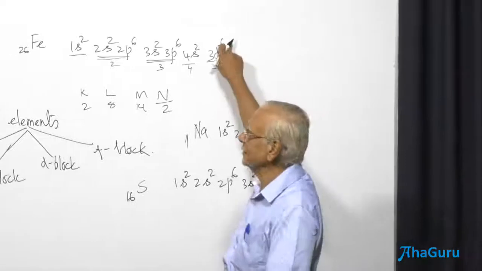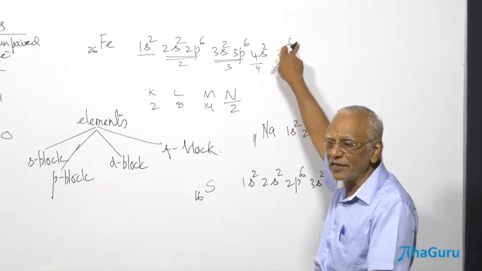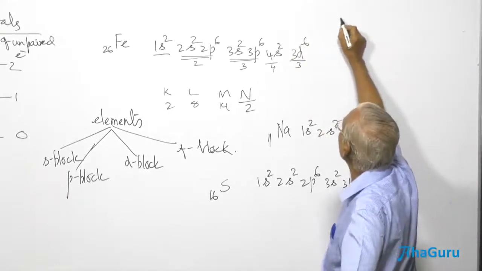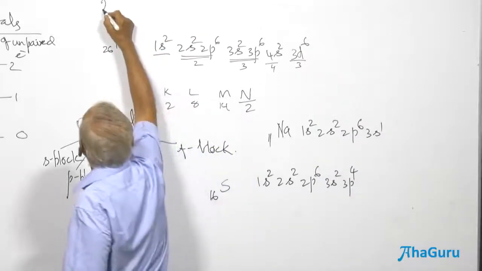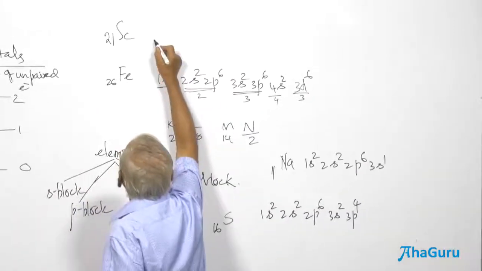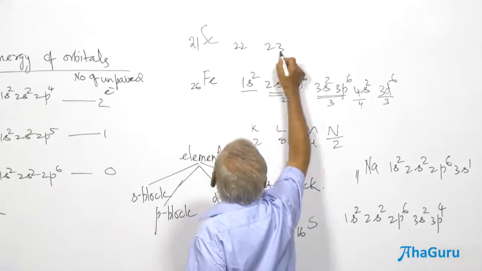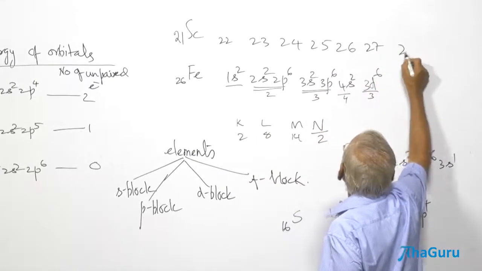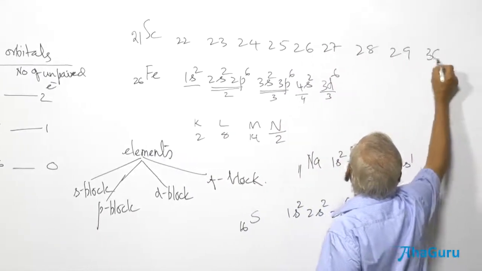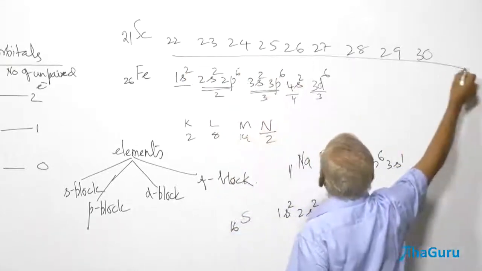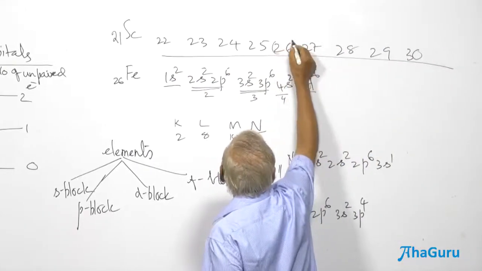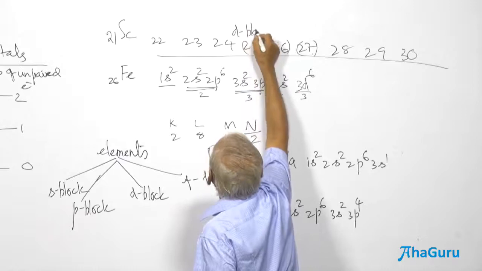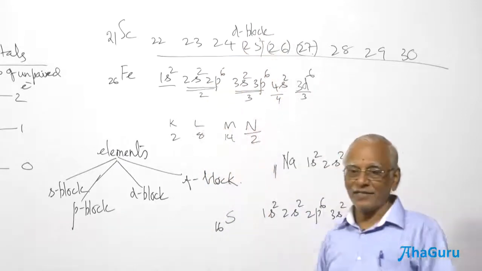Iron, the 26th electron enters into the d orbital, therefore d block element. In that period, the fourth period, I told you, atomic number 21, scandium, 22, 23, 24, 25, 26, 27, 28, 29 and 30. Up to this, all of them are called D block elements. Why are they called D block elements? Because the last electron enters into the d orbital.